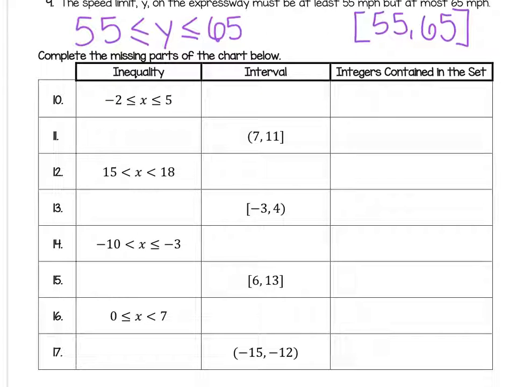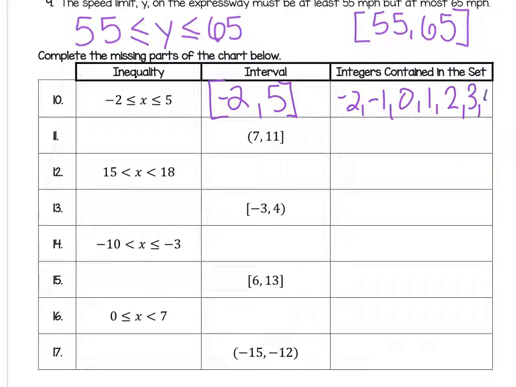So number 10, we're given the inequality. It looks like both -2 and 5 are included. So that means you close those brackets. That means -2, -1, all the way up to 5 are included in this awesome set.